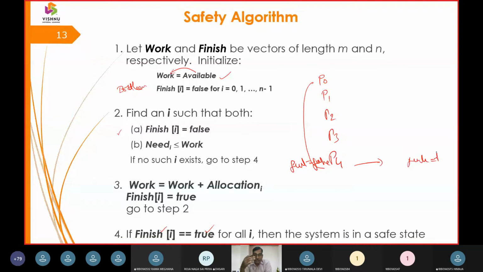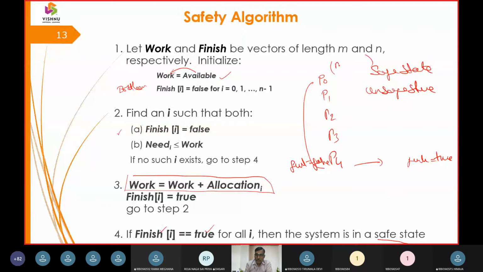Once it is done, then we call it finish is equal to true. That means the number of steps the Banker's algorithm has to execute is the number of iterations it is going to take place. Fine. How does it update the work vector? With the formula work is equal to work plus allocation, and thereby it derives a safe state.